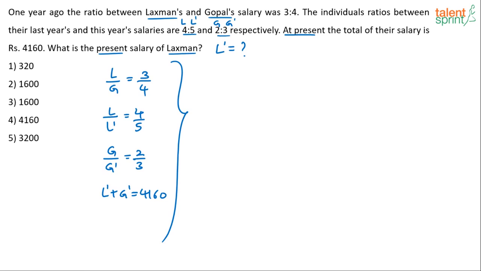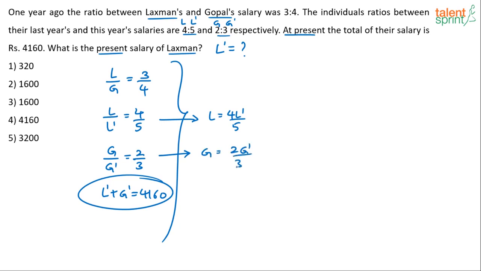What do you do? See, we already know that L dash plus G dash is 4,160. All we need is a ratio of L dash and G dash. How can you get that? Substitute L and G in terms of L dash and G dash in the first ratio. For example, this tells us that L is equal to 4L dash by 5. This tells us that G is equal to 2G dash by 3. Put this back in the first ratio.